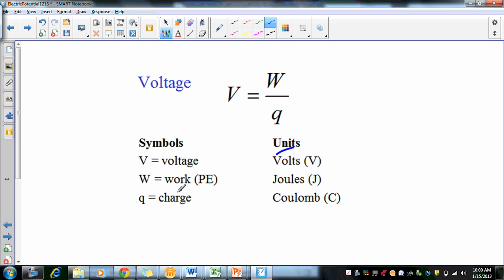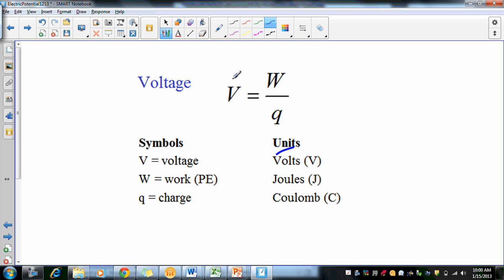I don't know why, probably because C was taken, every other letter is taken, so they decided to use Q. So charge is Q, and that's measured in coulombs. I guess you can probably guess where that came from, a guy named Coulomb.